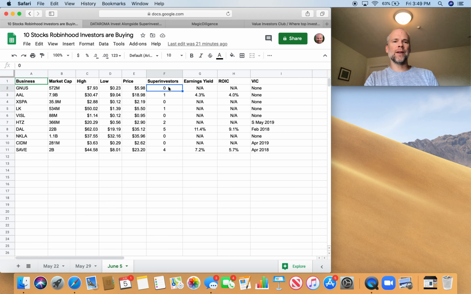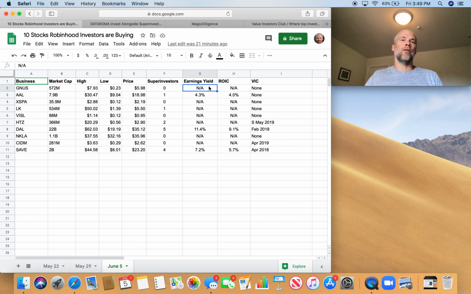No super investors own Genius Brands. And there's really no earnings. It's a company in startup mode. They're losing money, like startups do. But personally, guys, I don't like to invest in startups that are losing money. Okay. It's really like gambling, in my opinion.